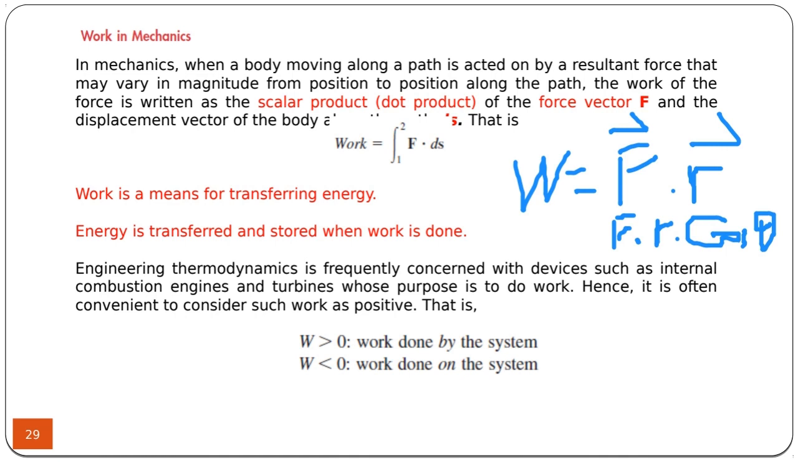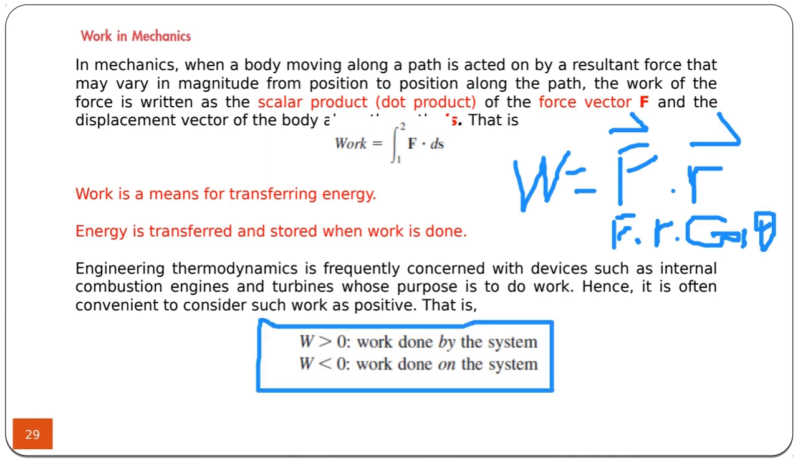By convention, if work is done by a system, we take the work to be positive. On the other hand, if work is done on a system, we take the work to be negative. I will explain it later, but this is important. This is just a convention, so we will use this convention throughout the study of thermodynamics.